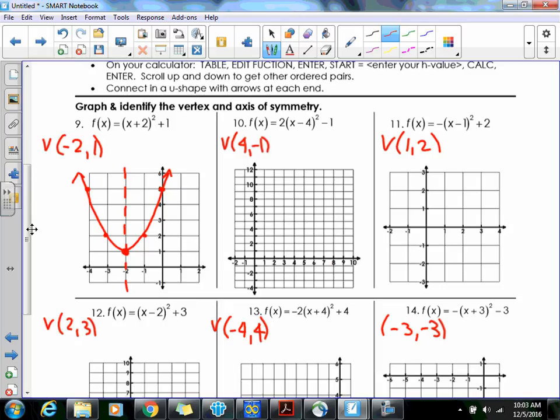The more you use the calculator, the easier it is, just like the more you use your phone. The first couple of times you're using your phone, you're like, I don't know what to do. But the more you use it, the easier it is. Practice, practice. That's all it is.